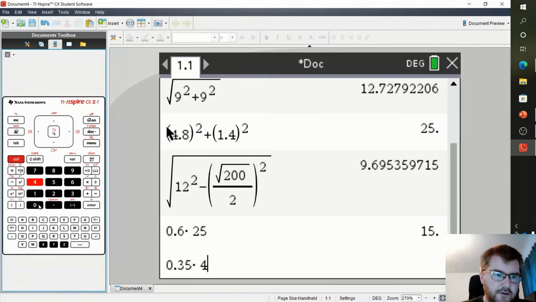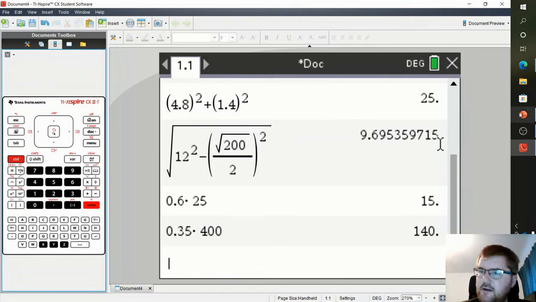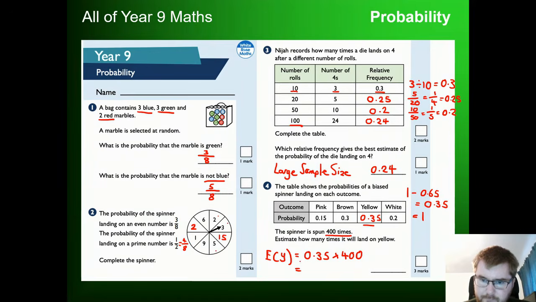So we get 0.35 times 400, and that's equal to 140. So we just pop that in, 140 times. Again, we'll write in 140 times, to indicate we know what the question is talking about.